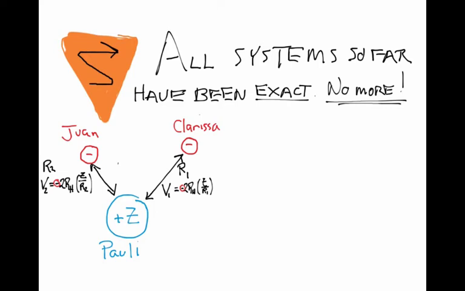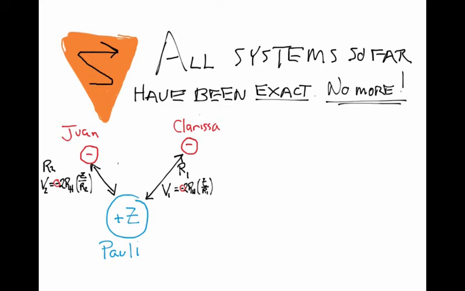So we have Clarissa interacting with Pauli and Juan interacting with Pauli. They both want to do that. The attractive potential means that the energy goes down as they get closer together. It's confining. It's more stable if they're closer together, etc. There's no big deal with that.